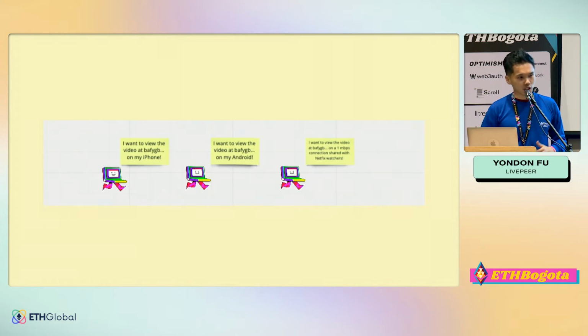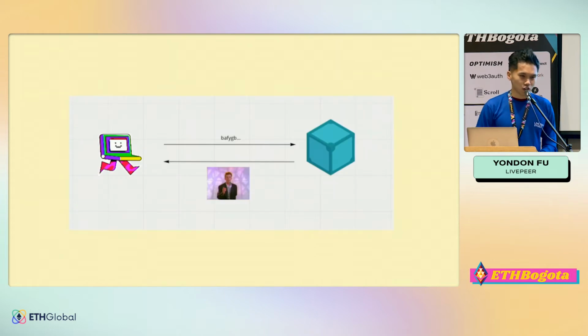Person 2 wants to watch it on their Android. Different shape, different form factor. Person 3 wants to watch that same video on a low bandwidth connection. And everyone in their household is also simultaneously watching Netflix, so they don't exactly have a lot of bandwidth to spare. So the basic approach here would be your device would send a request to said storage system, fetch the file back, and try to start playing it.